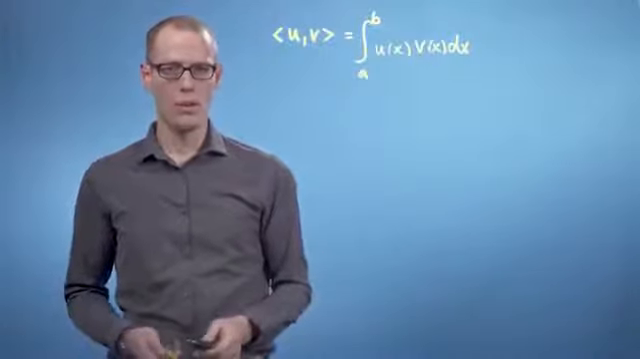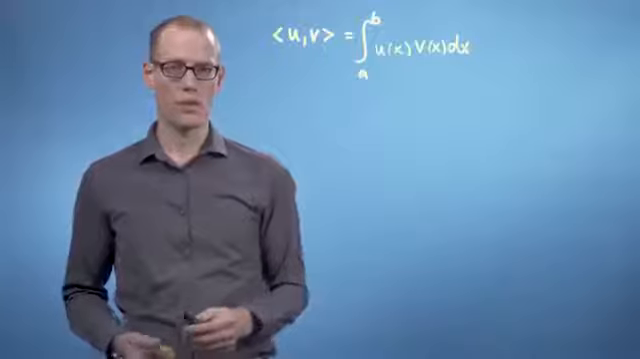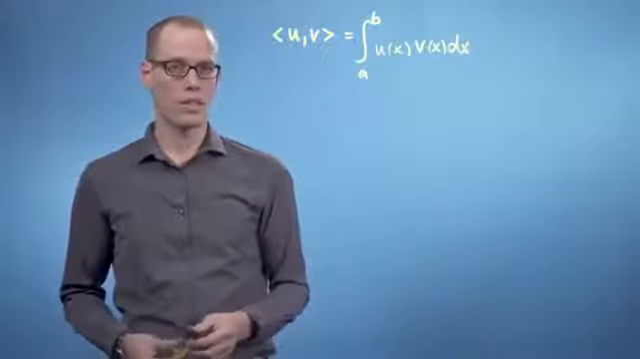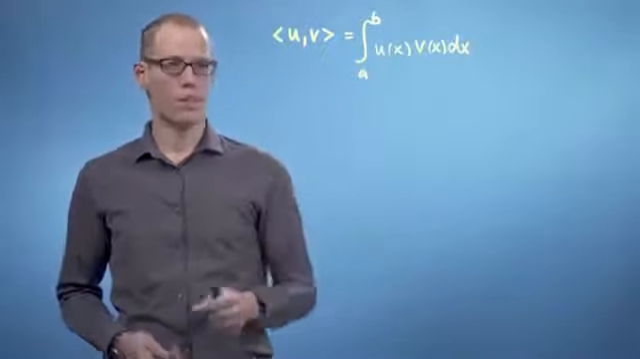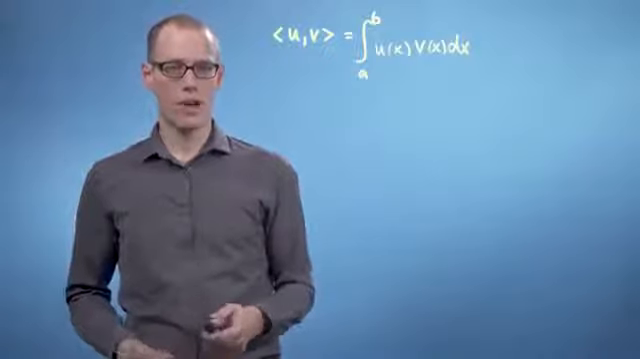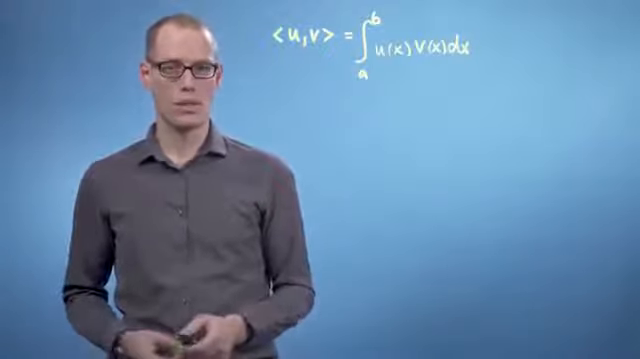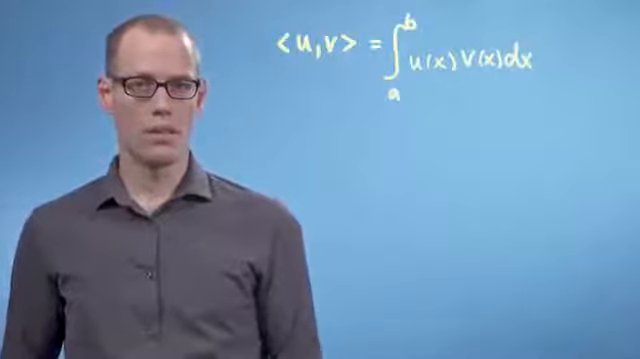And as with our normal inner product, we can define norms and orthogonality by looking at this inner product. If that integral evaluates to 0, the functions u and v are orthogonal. Let's have a look at an example.